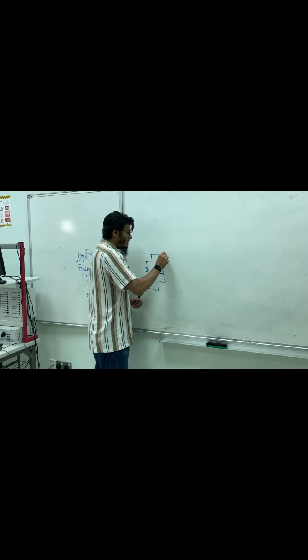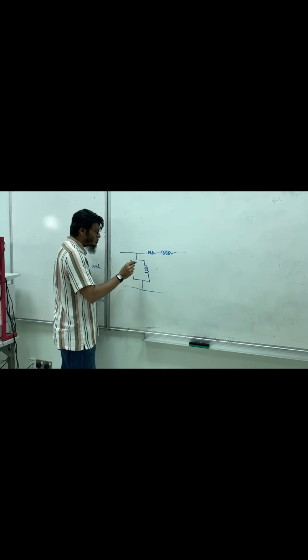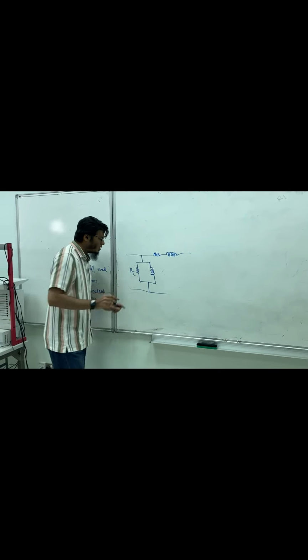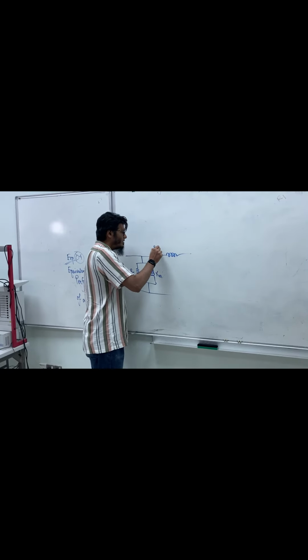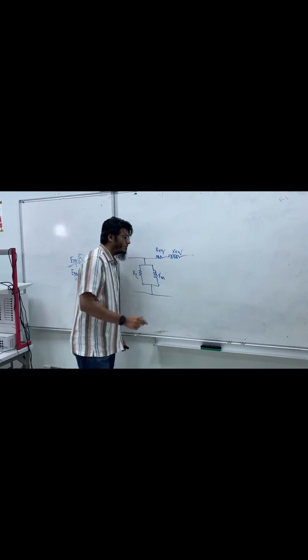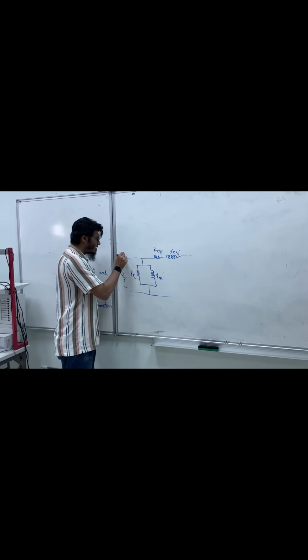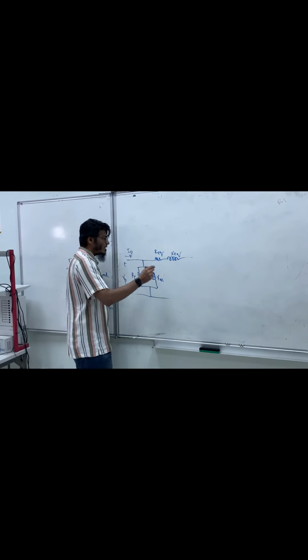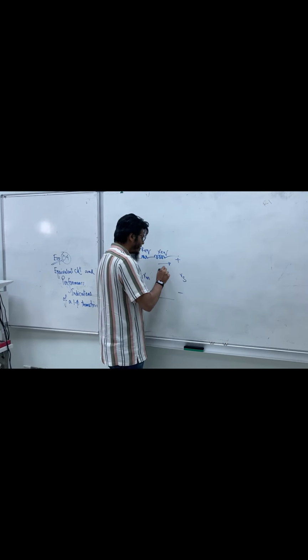A parallel branch and a series branch. The parallel branch has two pairs, RC, XM, and this is R equivalent and this is X equivalent. This side is our primary side, VP, IP is flowing over here, and this is our VS, and IS is flowing over here.